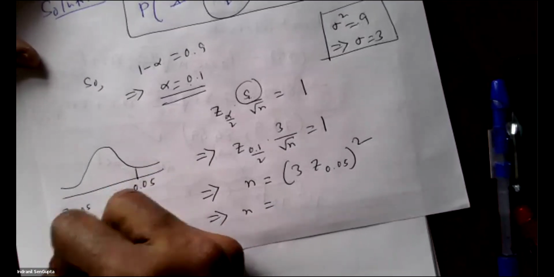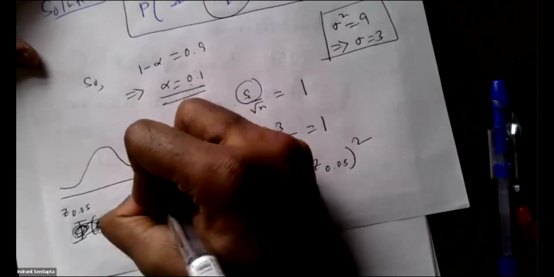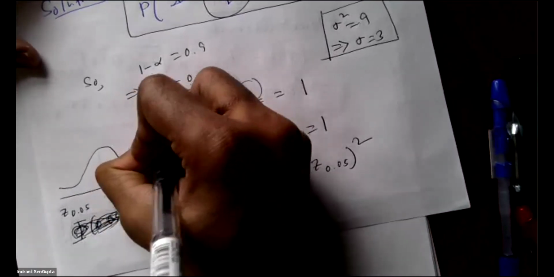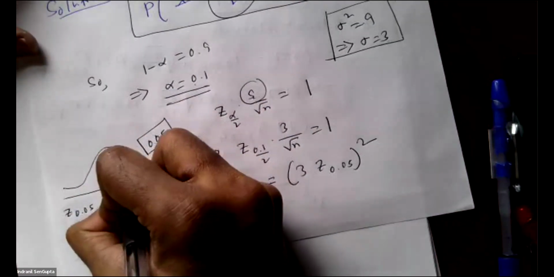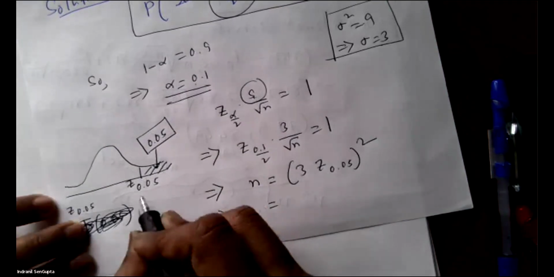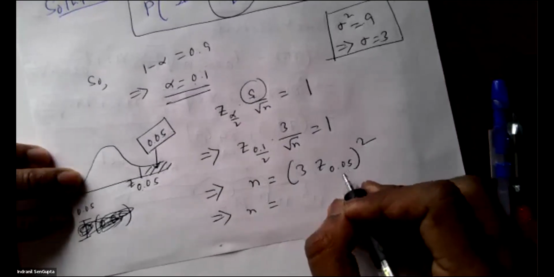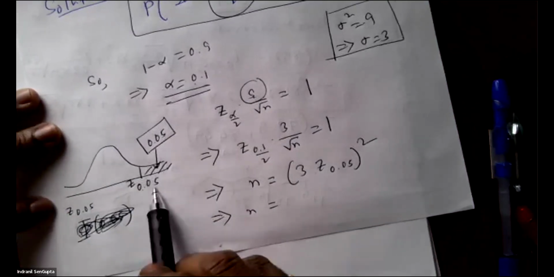So z of 0.05 is a quantity obtained from the fact that this area is 0.05. Now what we really need is the estimate of this one, and that we can find from the table. If you're not comfortable with how to find this number, please send me an email or something, because we have done similar examples before.